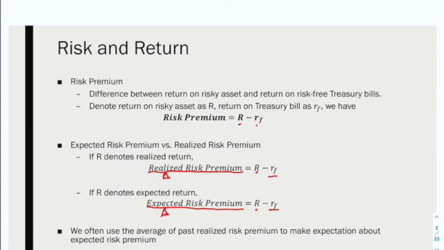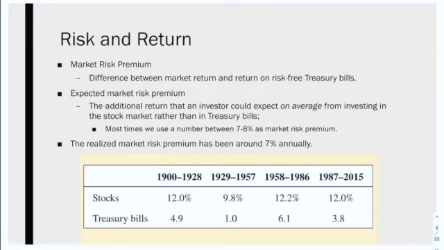But when we are talking about the future, the expectations, we always need some basis to form this expectation. That's why we often use the average of past realized risk premium to make expectations about the future risk premium. We also defined the market risk premium as the difference between the return from a market portfolio and the return from the risk-free asset.